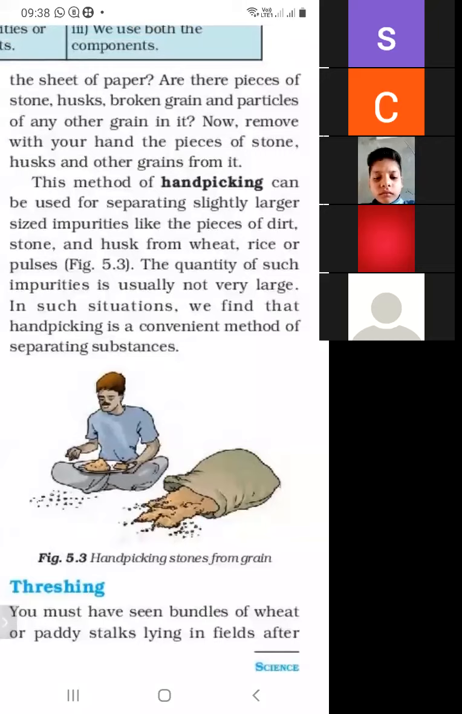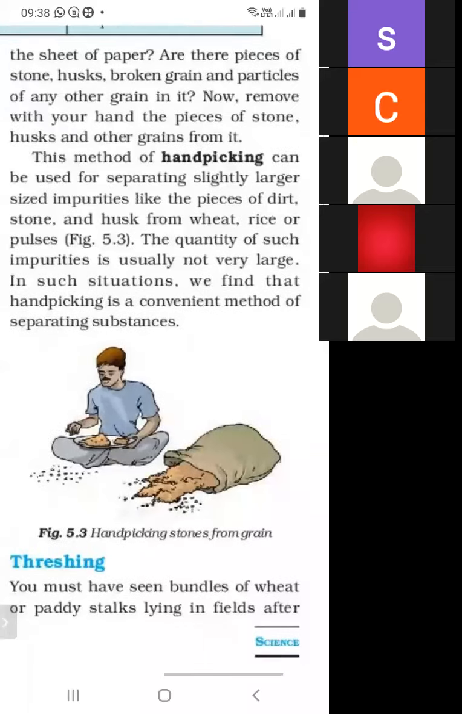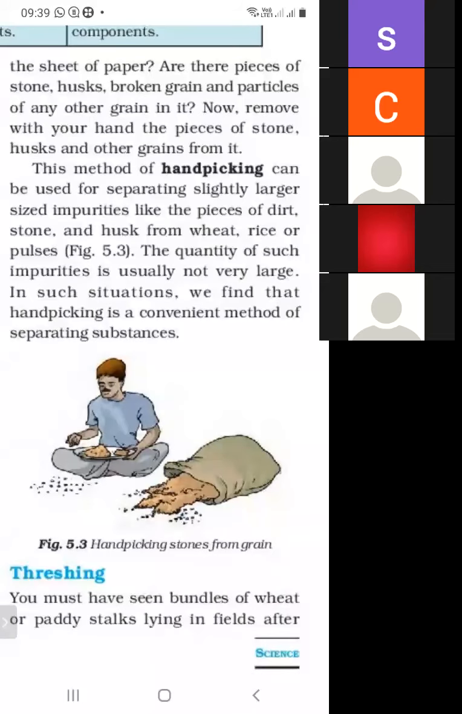In the process of hand picking, we separate unwanted substances like dirt, stone, and husk from the wheat and rice. We remove them with the help of our hands. So this process is called hand picking.